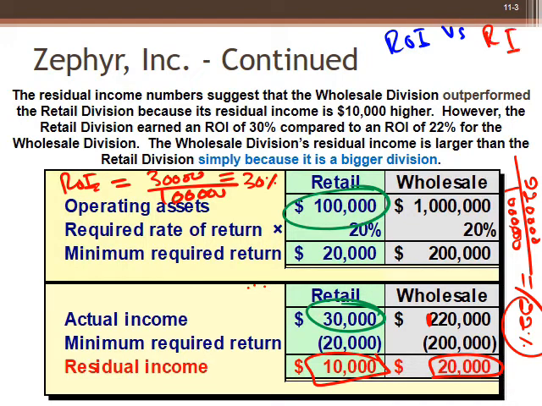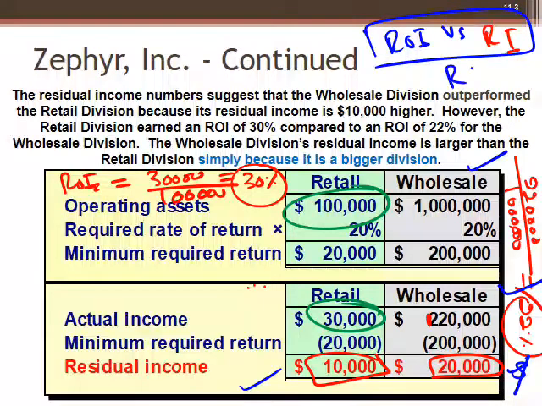So now here is the big clash between the ROI versus the residual income. Which one do we go for? If we base our argument on ROI, then retail outperforms wholesale, as retail has earned 30% ROI and wholesale has earned 22%. But in residual income, the wholesale department wins, as it has earned $20,000, which is $10,000 more than the retail. So where ROI contradicts residual income, it's better to choose residual income, right?